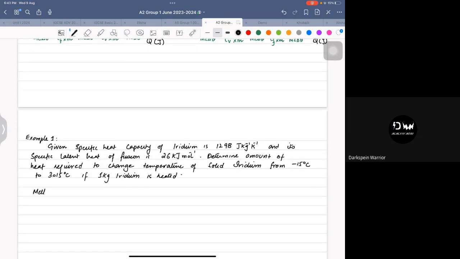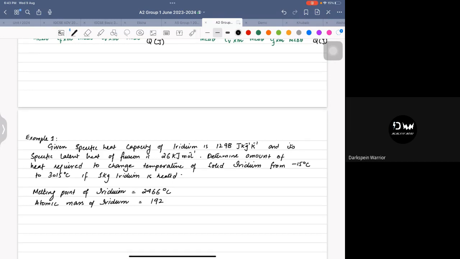They've also given the melting point of iridium, 2466 degrees Celsius, and the atomic mass of iridium as 192. All right, so this is the question.